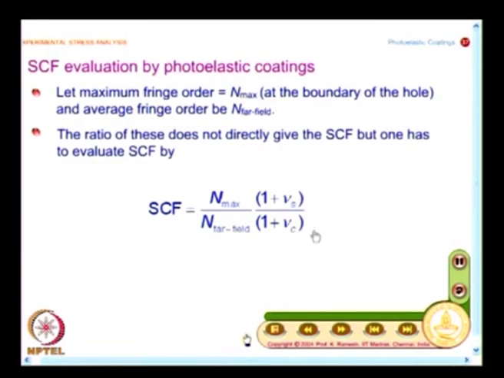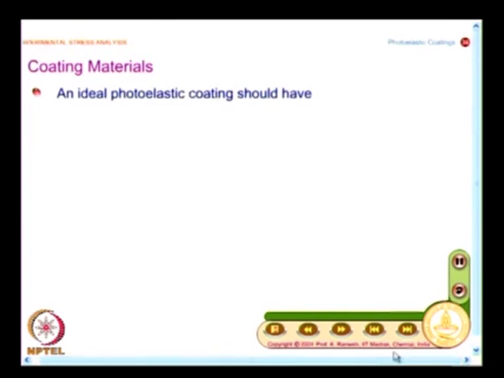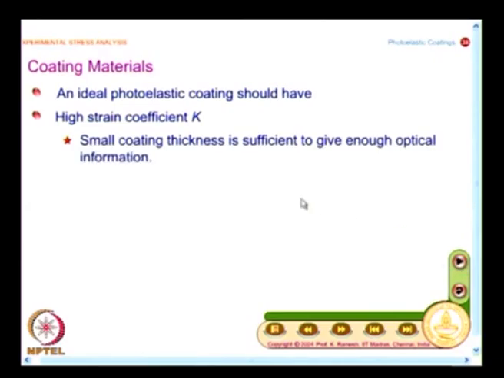So, you have to be very careful when you want to find out SCF in photoelastic coatings. You should also put this correction factor. This comes from mismatch of Poisson's ratio. And what should be the property of an ideal photoelastic coating?